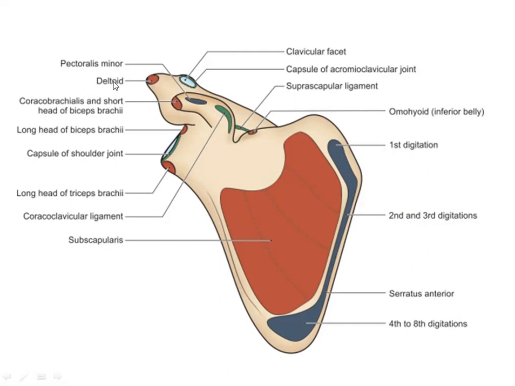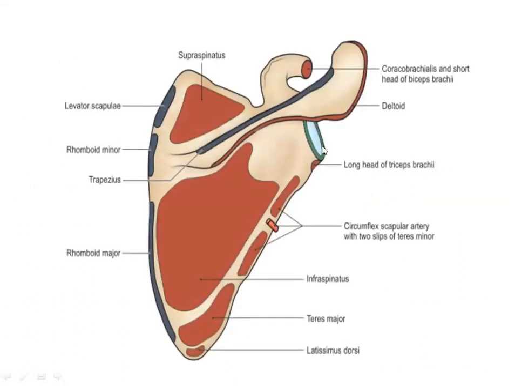Then in the acromion process, there is the deltoid muscle origin. In the coracoid process, there is the pectoralis minor insertion. Then there are two ligaments in the coracoid process: the coracoclavicular ligament, which attaches the clavicular bone and the coracoid process. This is the suprascapular ligament in the suprascapular notch. Then we will see the attachments of the dorsal aspect of the scapular bone.